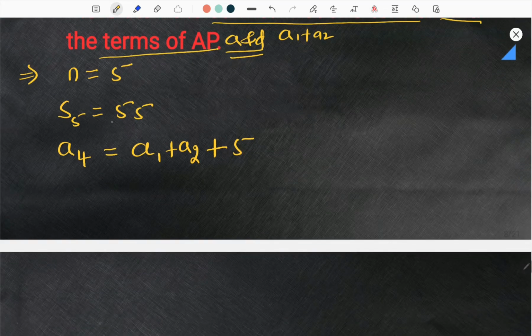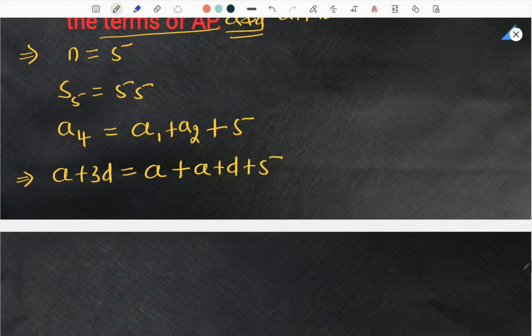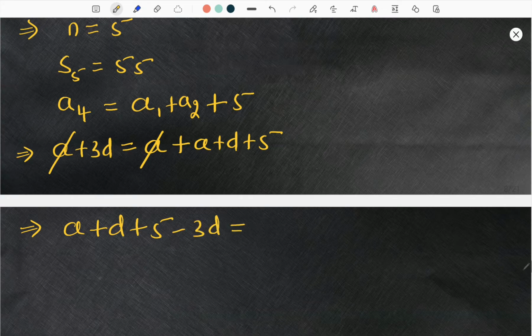Now look at this. With the help of this S5, what can I do? Otherwise, you can look at this second thing also. With the help of this second equation, what can I do? A4 can be written as a plus 3d. And that is equal to the first term, a, plus the second term, a plus d, and plus 5. So this a and a will get cancelled. Let us take this 3d to that side. So it becomes a plus d plus 5 minus 3d is equal to 0.